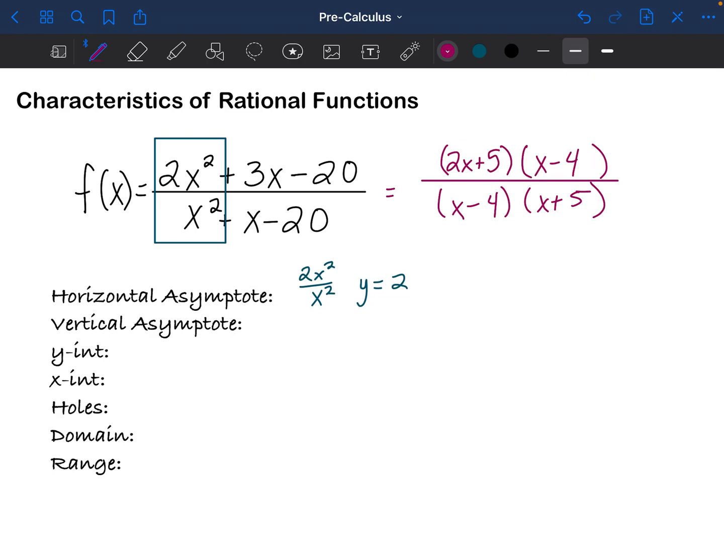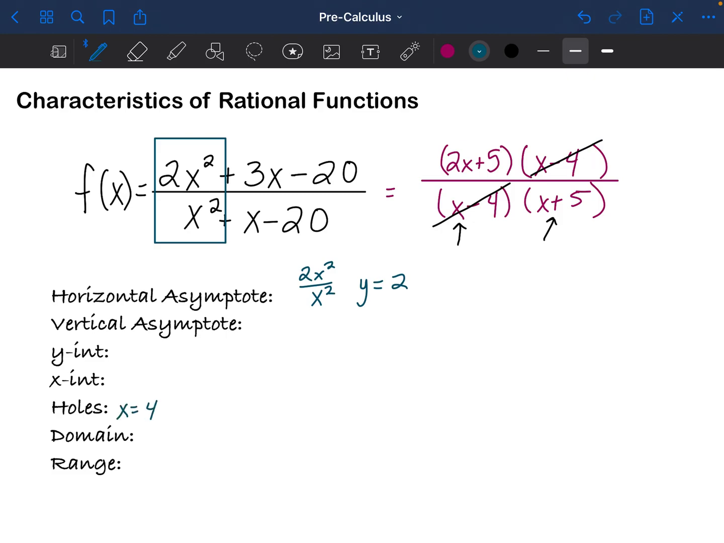And then we can see that we got 2 points of discontinuity, one at 4 and one at negative 5. Which one's a vertical asymptote? Are there any holes? Well, since I can remove these, that makes them removable discontinuity, so that means we have a hole at x equals 4.